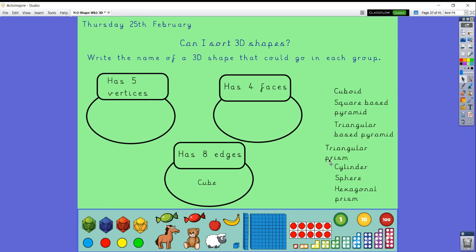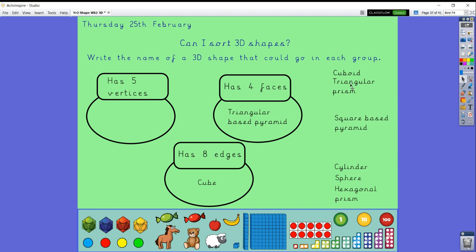I know a triangular prism, because we've got 1 triangle on the bottom and 3 to create that pointy, not a triangular prism, the triangular pyramid. And we create the 3 points to make that one at the top. Now something that has got 5 vertices. So my cuboid has got 8 vertices. My triangular prism has got 6 vertices. My cylinder and my sphere haven't got any. My hexagonal prism's got 12. So my square-based pyramid has got 5 vertices.